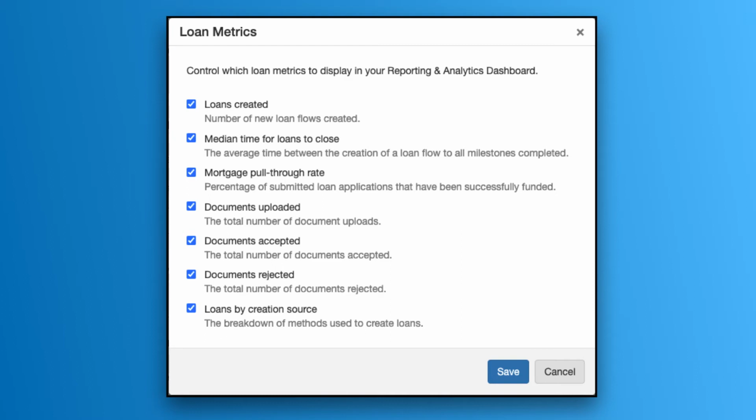And then you can track your documents too. How many docs have been uploaded, how many have been accepted, rejected, and then you can view your loans by the creation source as well, whether they started their application through Apply Now, whether you went into prospects and started that for them, or whether you had to convert them through an incomplete application that they never finished.